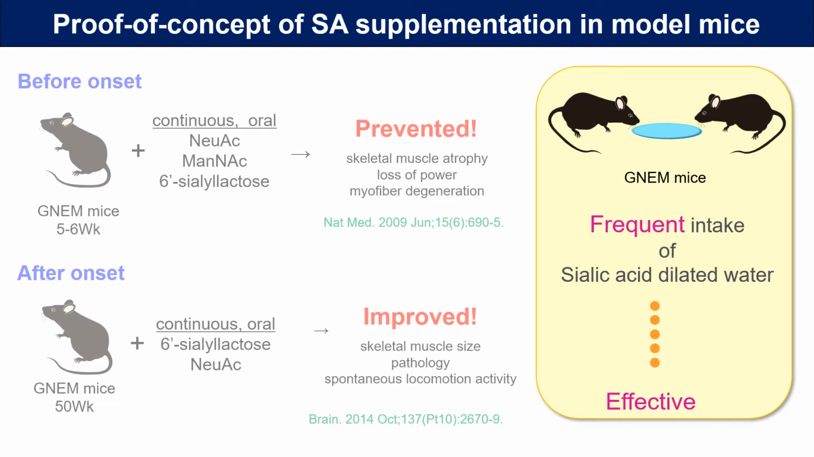But in mice experiments, serum sialic acid concentration was elevated. And this is because sialic acid was diluted in water, and mice were drinking it very frequently through all day long. So this enabled continuous sialic acid supplementation. And I think this was one of the key points of high efficacy in mice. But as you know, human cannot take sialic acid so frequently all day long.